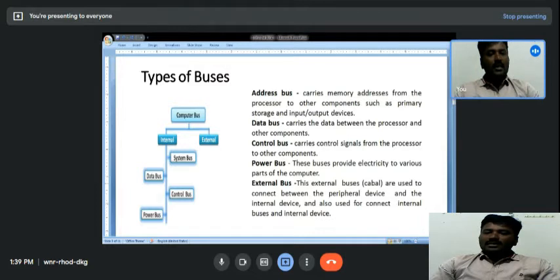Another one is the external bus. The external bus is the cable used to connect the internal devices of the computer to external devices, for example peripheral devices. We know different types of peripheral devices such as a printer, joystick, mouse, keyboard, and other kinds of external peripheral devices. These peripheral devices communicate with the computer by using a bus, which is called the external bus. They are also used to connect internal buses and internal devices. This is one of the important aspects.